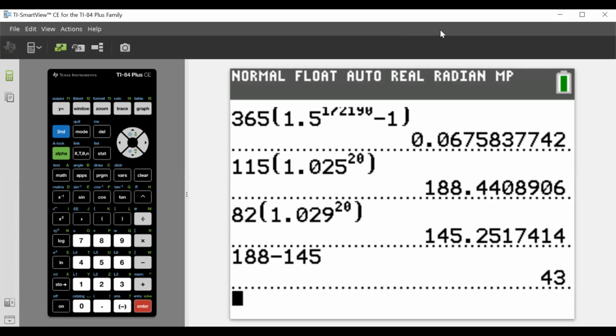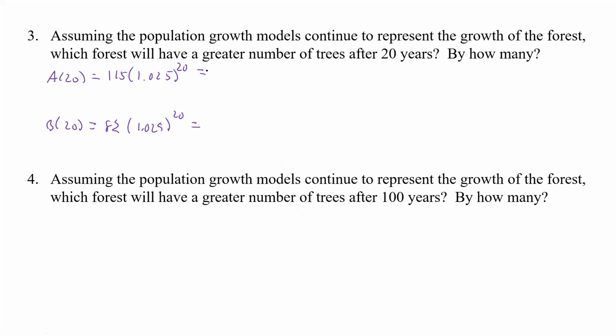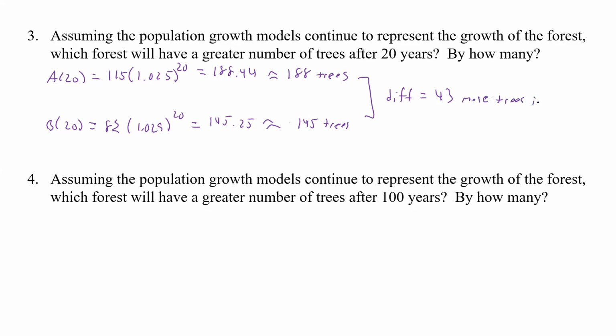So those are all the values we need. So let's write them down. So the first one was 188.44, and so that's approximately 188 trees. And this one was 145.25, if I remember right, and so that's going to give us approximately 145 trees. So the difference was equal to 43 trees, and so there were 43 more trees in A of t. Okay, so there are more trees in the A of t forest.